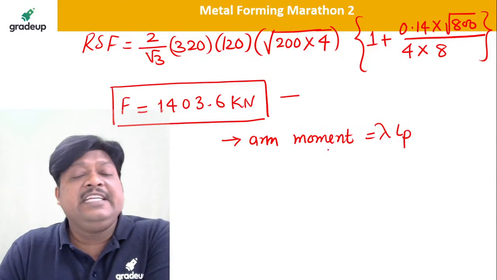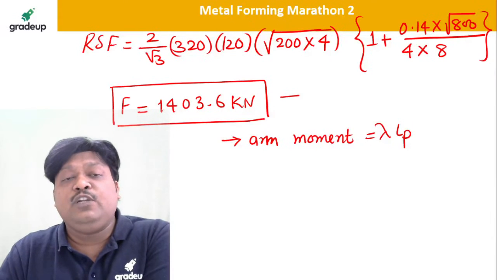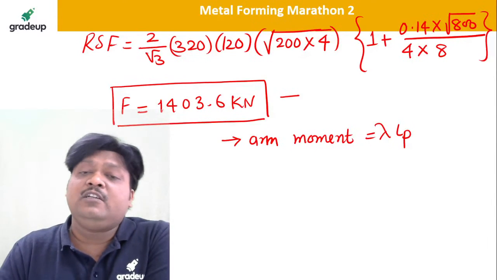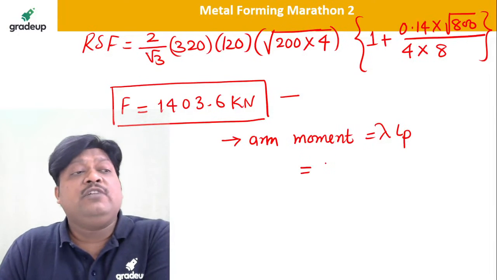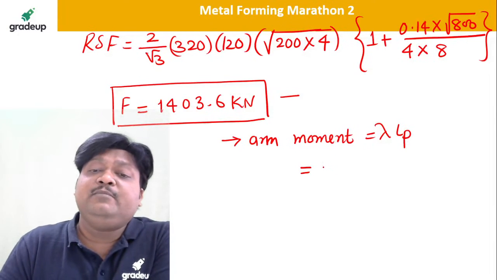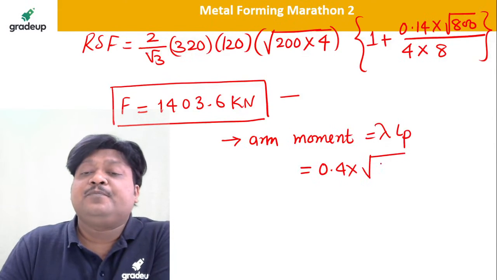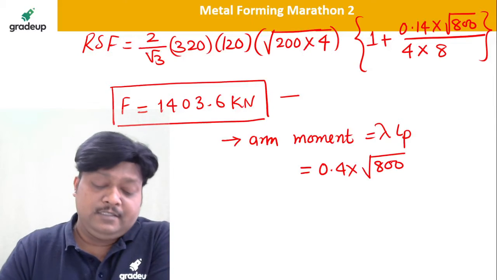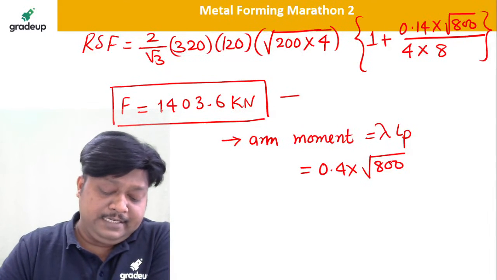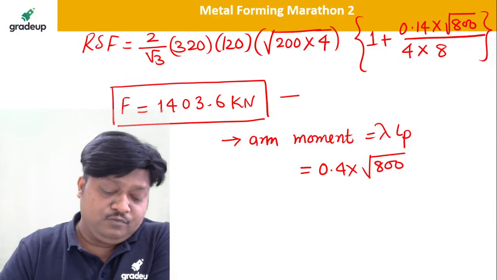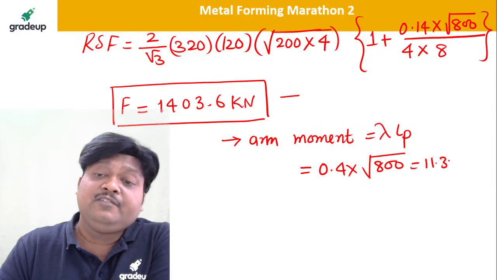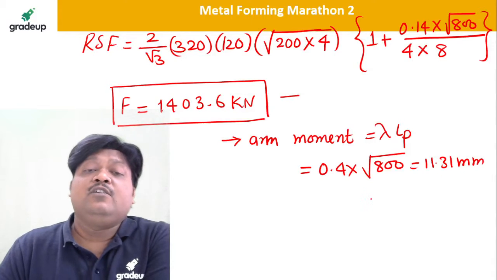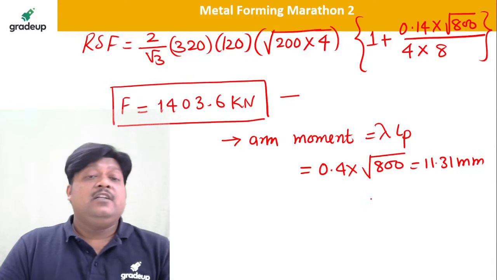Nothing is mentioned about the rolling operation, whether it is cold or hot, so unless otherwise stated, by default you have to take it as a hot rolling operation. It will be lambda 0.4 into LP. LP is how much? Root over 800, into 0.4. So it is 11.31 millimeter.